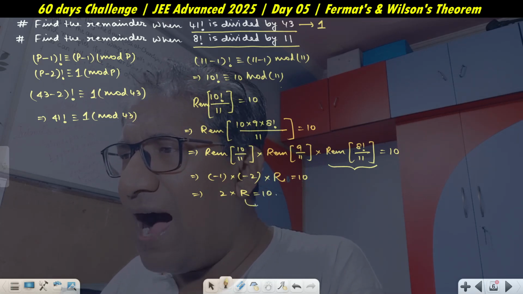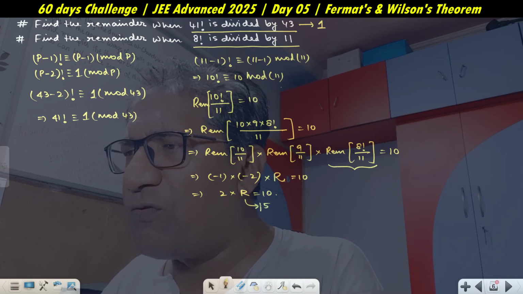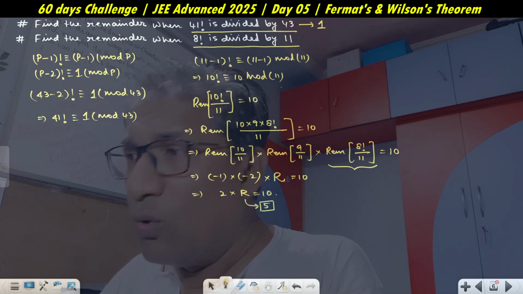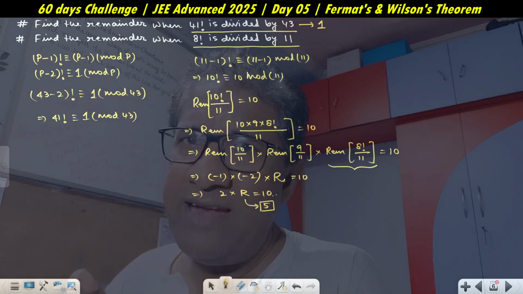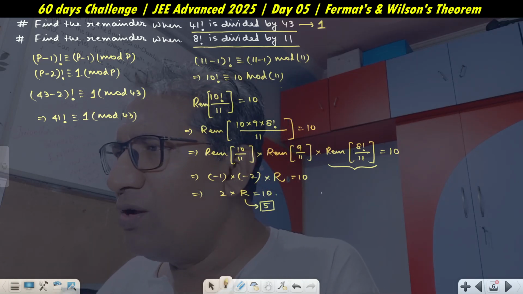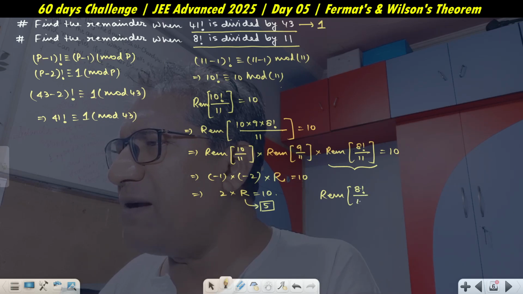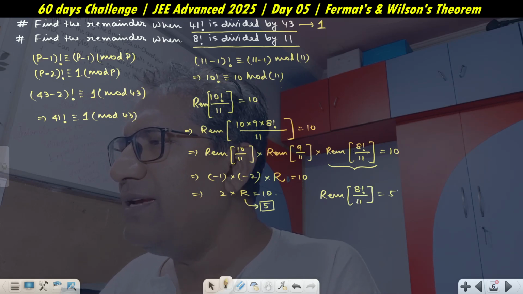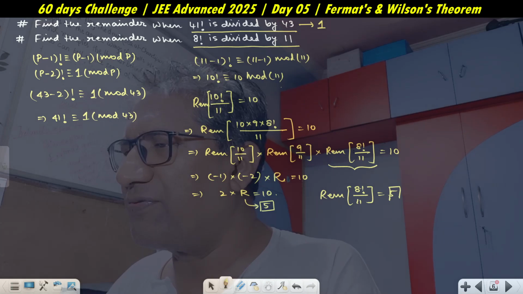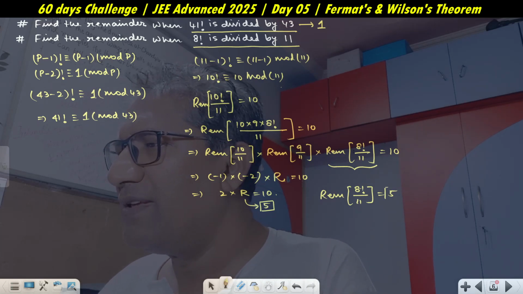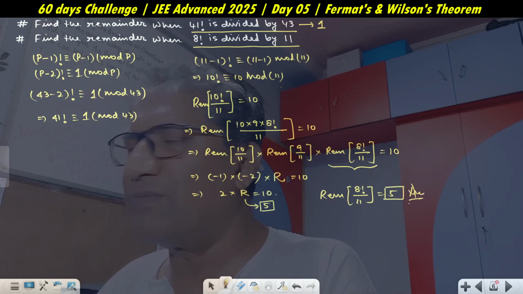Therefore, this R has to be equal to 5 to get the final remainder as 10. Therefore, the remainder when factorial 8 is divided by 11 is nothing but 5. Is it clear or not? And that will be your answer.